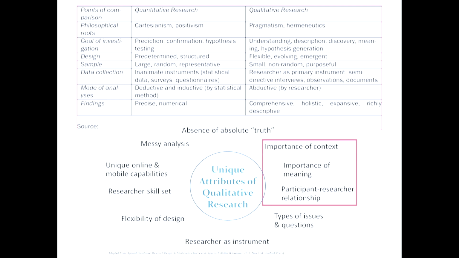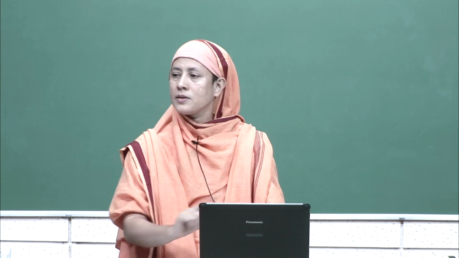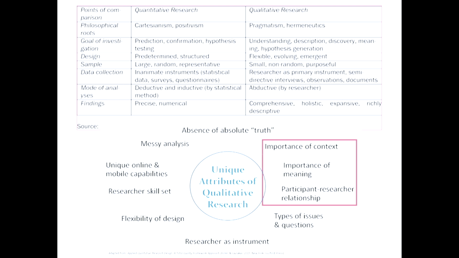The mode of analysis for quantitative research is deductive and inductive, by statistical method. The mode of analysis for qualitative research is abductive. See, this is an important word for you to know. That is through the researcher, through the medium of the experiencer of the phenomenon. Through him, the qualitative research takes place. That's the mode of analysis. And the findings in quantitative research are precise and numerical, while the findings in qualitative research are comprehensive, holistic, expansive, and richly descriptive.